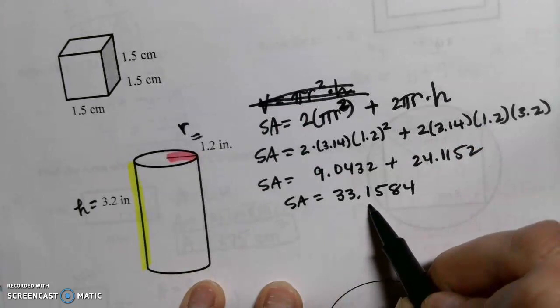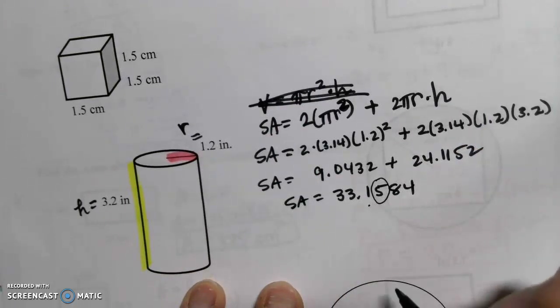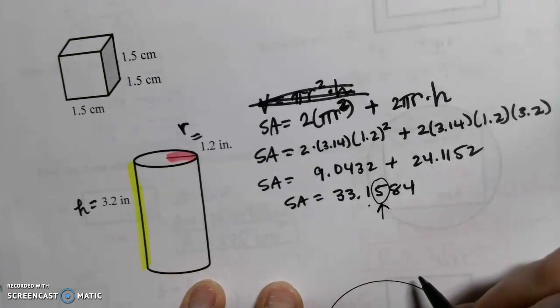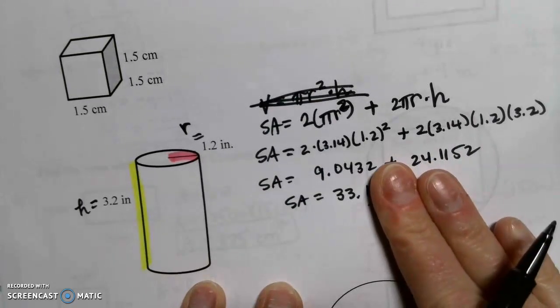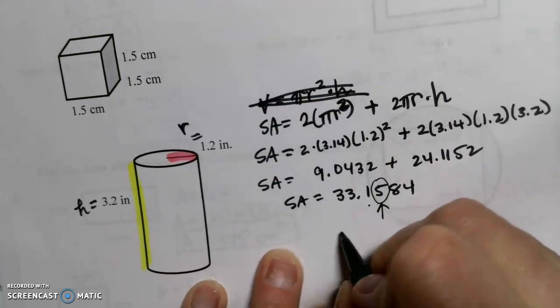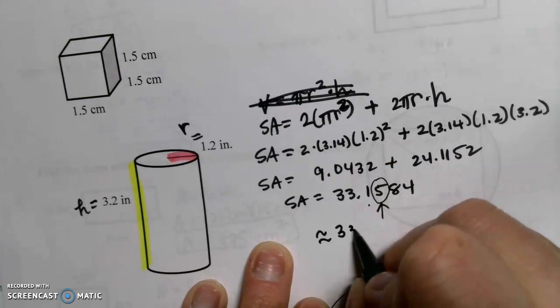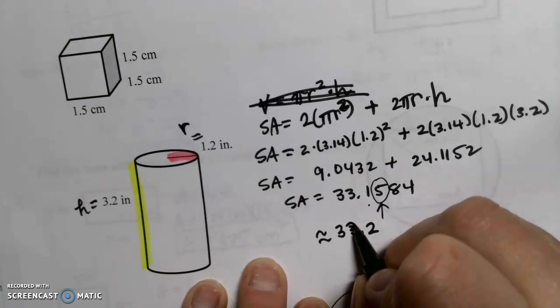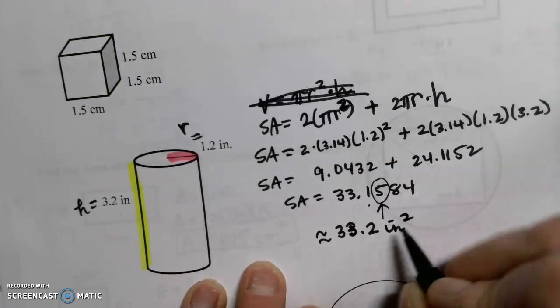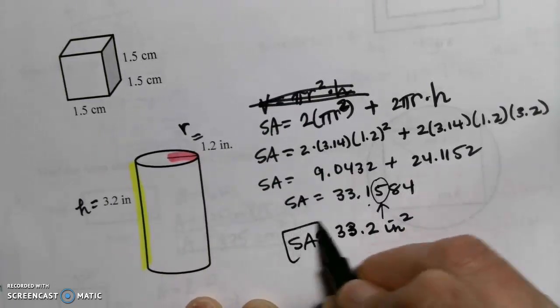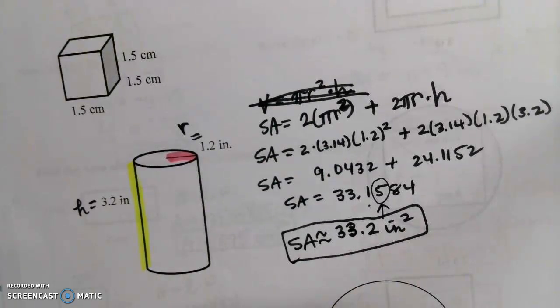Typically we are going to round to the 10th place, so you'll be looking here, and the 100th place will help you decide whether you round up or if you just chop that off. So 5 tells us to round up, so approximately 33.2, and then remember, because it's an area measurement, inches squared, surface area of that cylinder.